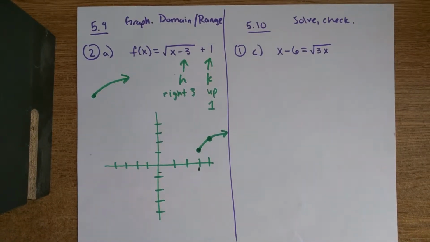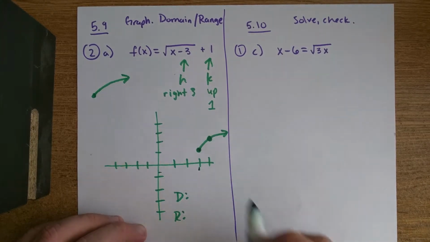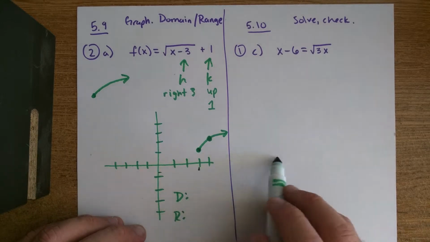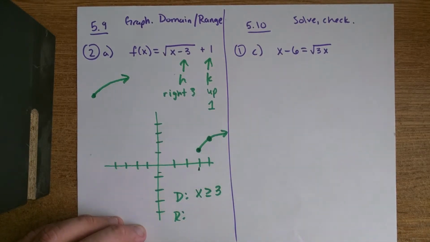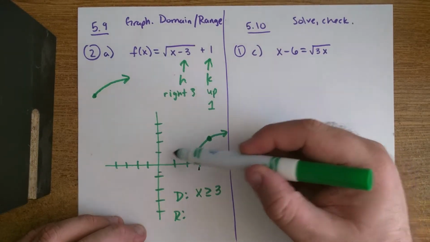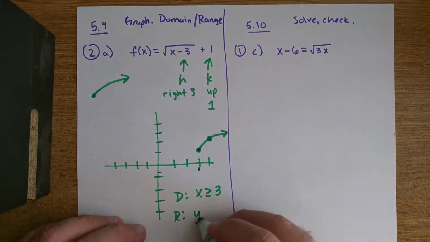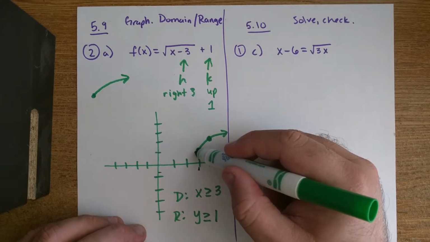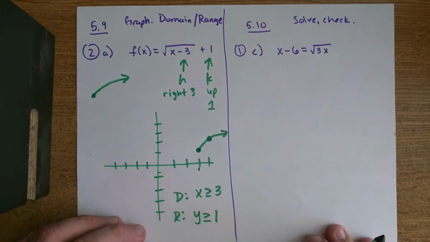Okay? Domain and range. I'm going to abbreviate it D and R. So domain, the graph starts on the x-axis at 3, and then it keeps going after that. So your domain is x is greater than or equal to 3. For the range, on the y-axis, the graph starts at 1. See that? It starts at 1. That's the lowest point. So your range is y is greater than or equal to 1. Because once you hit 1, the graph goes up forever. And so it hits all these numbers on the y-axis.